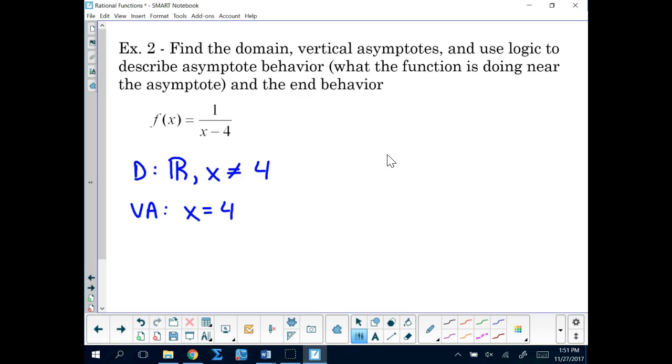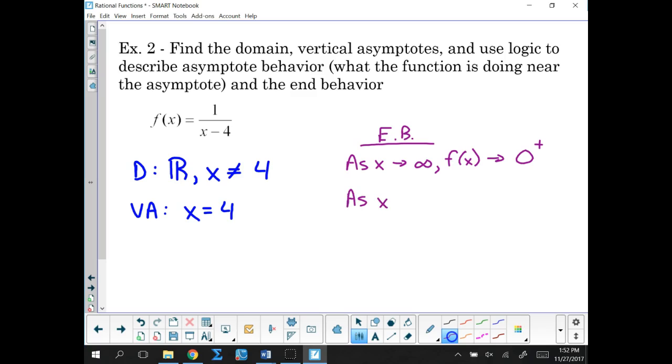Okay? So my end behavior then, as x goes to infinity, f of x is going to be positive 1 divided by a positive big number, that's going to go to 0 from above. As x goes to negative infinity, f of x is going to go to 0 from below.